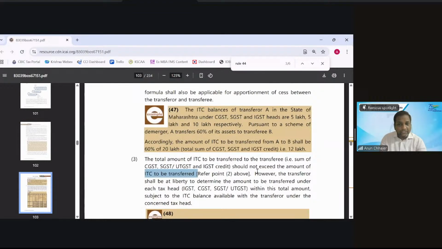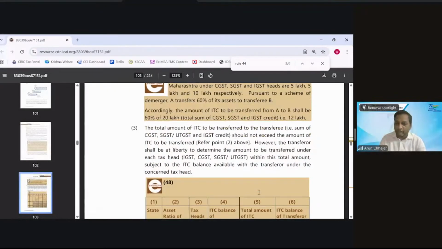जितना amount मुझे transfer करना है shall not exceed the amount of the ITC to be transferred. However, the transferor is at the liberty to determine the amount to be transferred under each tax head within this total amount, subject to the availability of the ITC.